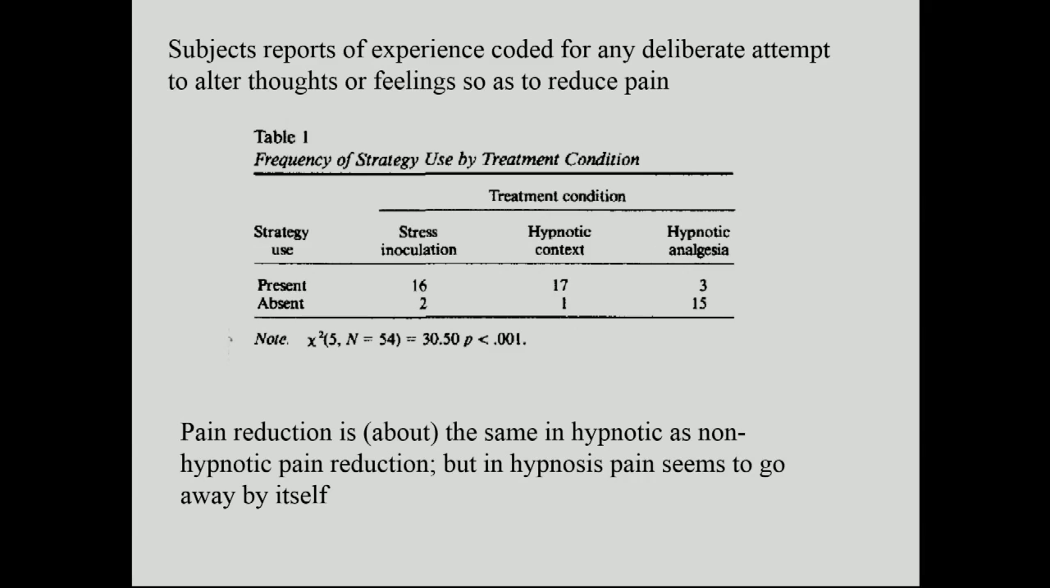So why did Miller and Bowers say that hypnosis was so different from cognitive behavioral therapy? Well, the key is this, and I think this is interesting. Afterwards, subjects reported their experience and how they went about reducing pain. So was there any deliberate attempt to alter thoughts or feelings so as to reduce pain? Did you engage in some strategy like diverting attention, thinking about certain things, distracting imagery and so on? Well, in the stress inoculation package, you're told to do that. So most people said, yes, I did use deliberate strategies. In the hypnotic analgesia case, most people said, no, I didn't use any deliberate strategies. The pain just went away by itself.